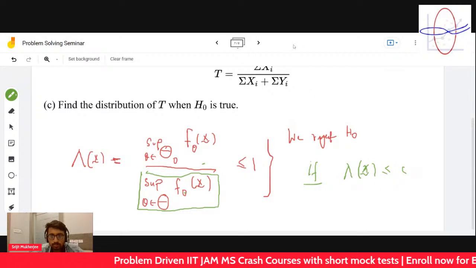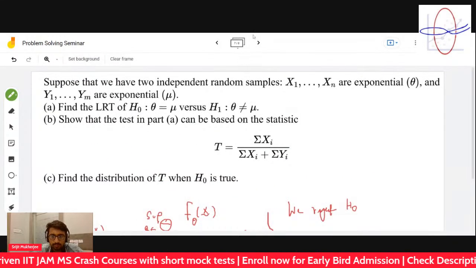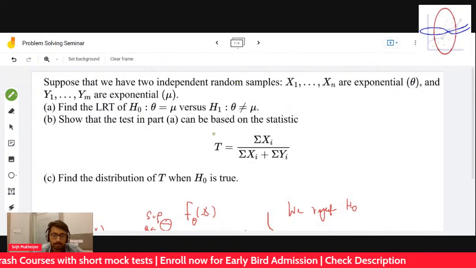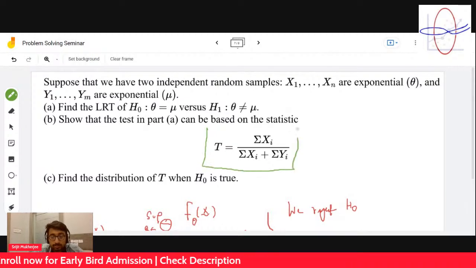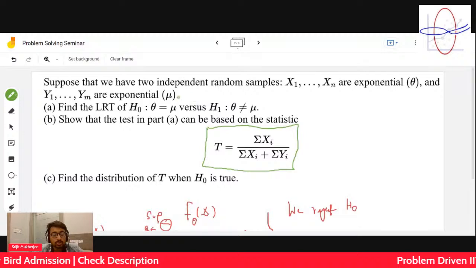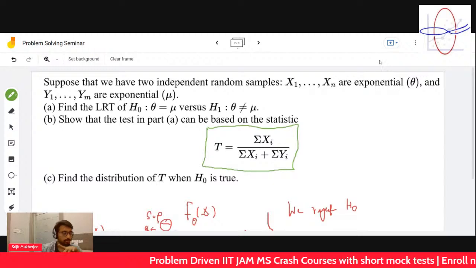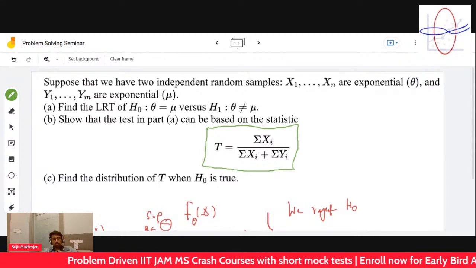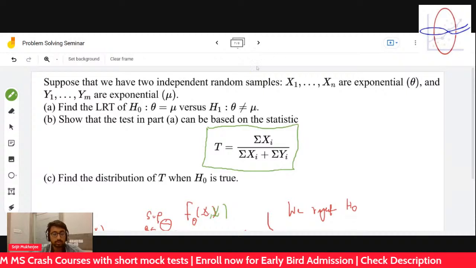So therefore, reject in this case. We have to find out the LRT. Let's find out the LRT. Understand that the test, meaning the rejection region, can be written just in terms of this T. Let's find out. So we have these two equations, x1 and x2 over here. It's a hard problem because it's not only x but also y also here. So there are two samples.